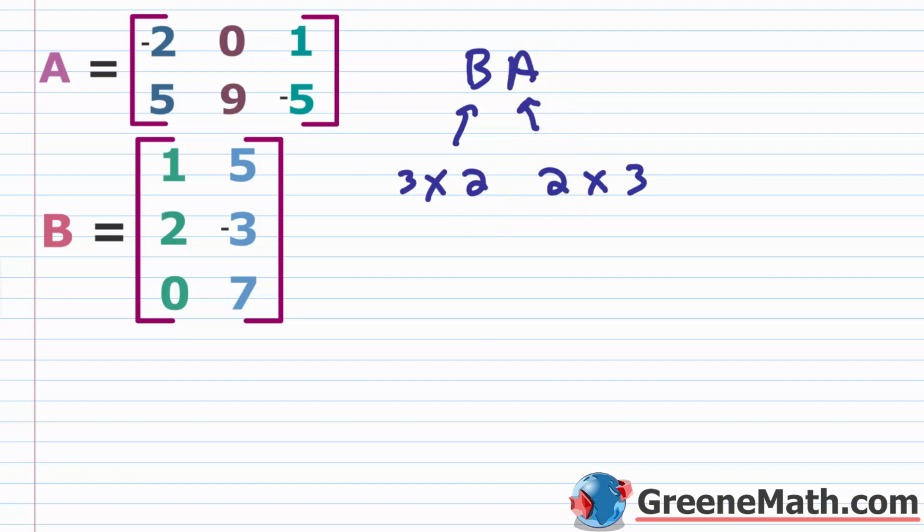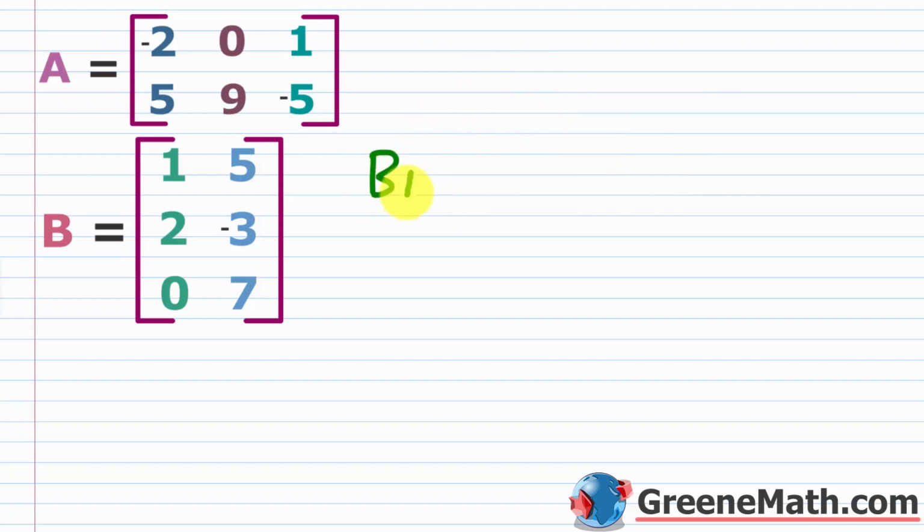So we are good to go. Okay, so we can do this multiplication. The size of the product is going to be the outer numbers, so 3 by 3. So BA is going to be this 3 by 3. So I'm going to have 3 numbers here, 3 numbers here.